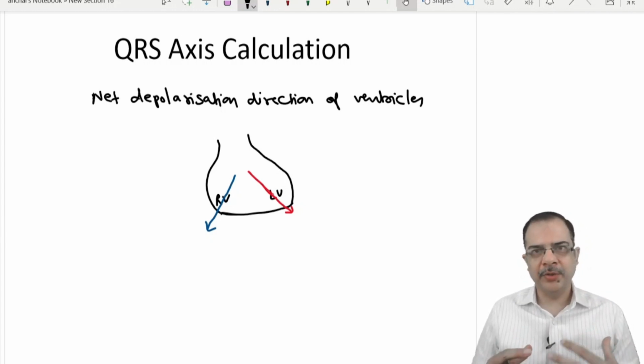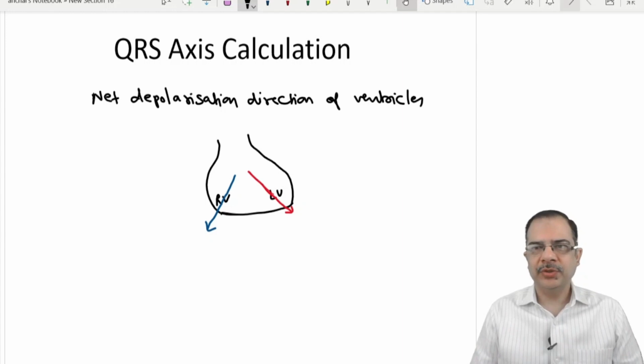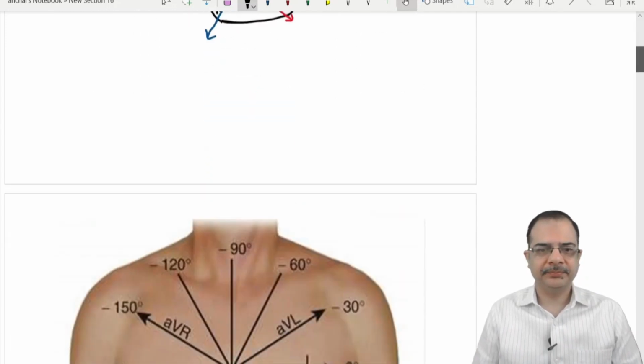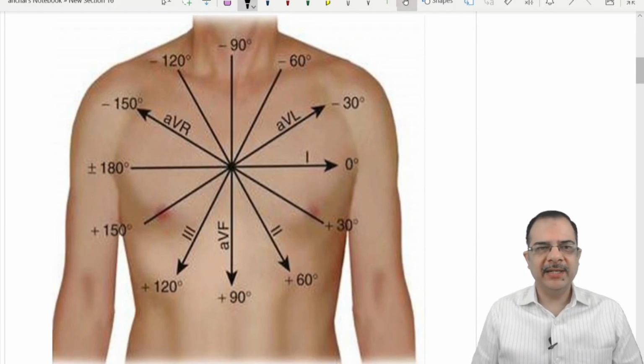For that you should know the basics of the vector lines of different leads which are placed in the frontal plane. So this is the diagram here. This is the lead system, the limb lead system. As you can see, lead 1 is located at a 0 degree angle, and exactly perpendicular to lead 1 is AVF. Lead 2 is at 60 degree, lead 3 is at plus 120 degree. Like that, all these leads are placed at different angles, and our heart is like this.